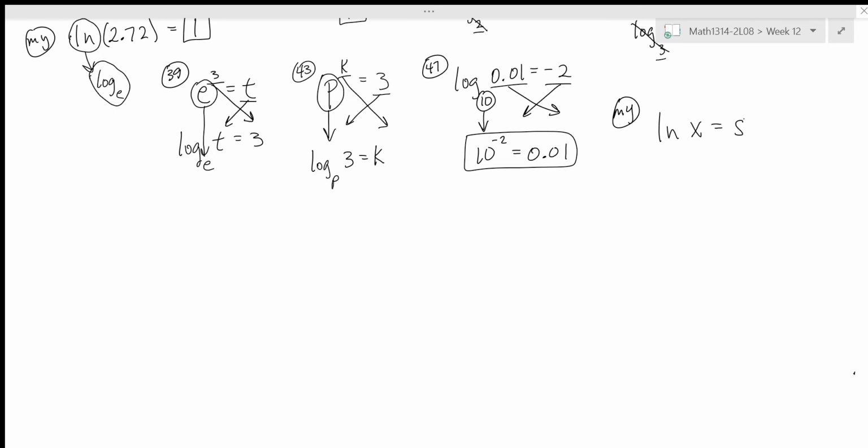Again, I do not see a base. What is it understood to be for natural log? Ln is log base e. And so now that we can see the base, we're going to bring it down. Bring the base down. Switch the other two around.